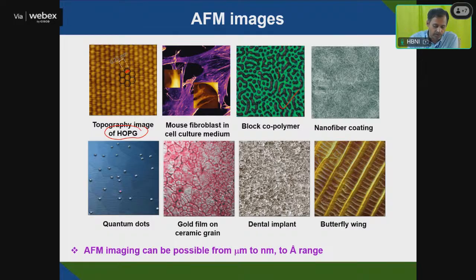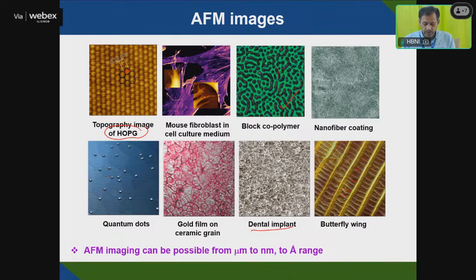You can measure quantum dots, like cadmium sulfide quantum dots. You can see gold film on ceramic grain. This is a ceramic grain on which the pink colored gold film has grown. This is a dental implant, and you are able to get the image of the implant surface. This is a butterfly wing. You can see how the different wings are interconnected, all that information.